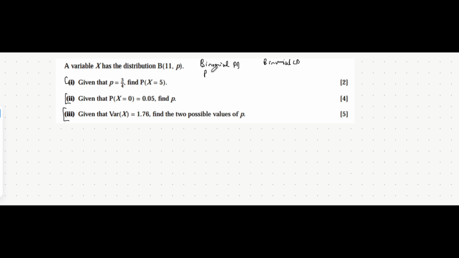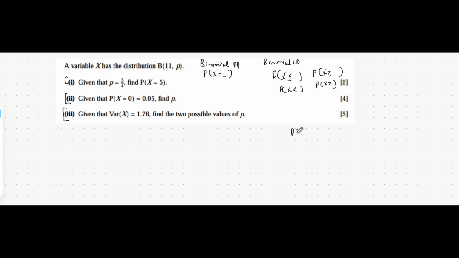So we can use the binomial PD function whenever we want to find the probability of x equaling a variable. We can use the binomial CD function whenever you want to find the probability of x being less than or equal to a variable, or when you want to find the probability of x being greater than or equal to a variable. Also, when you want to find the probability of x being less than a variable or just greater than a variable. Let's talk about this a little bit further.